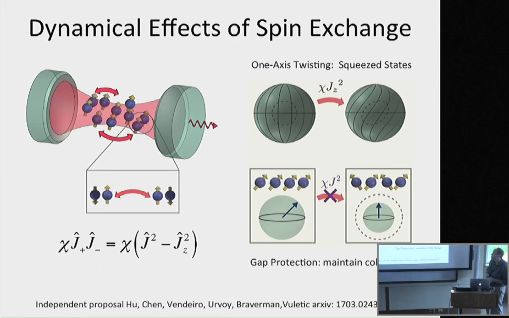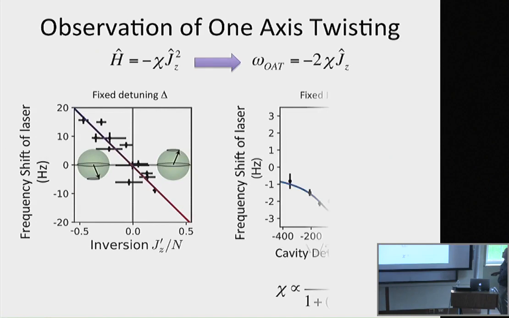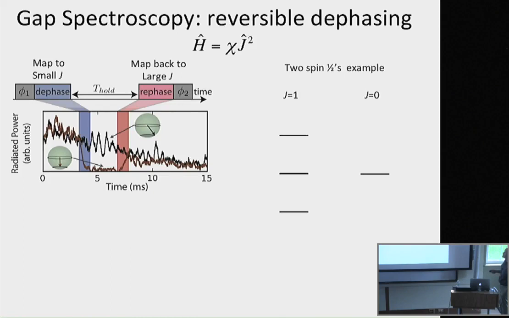So the first one is that we expect to see this one axis twisting. That should show up as a frequency shift that depends on the inversion of the atoms. We see that, a linear shift. We also see that it has a dispersive form, just like you expect for this coupling. And then we can also do a kind of gap spectroscopy where we can actually sense the fact that states of different J actually develop an energy gap.